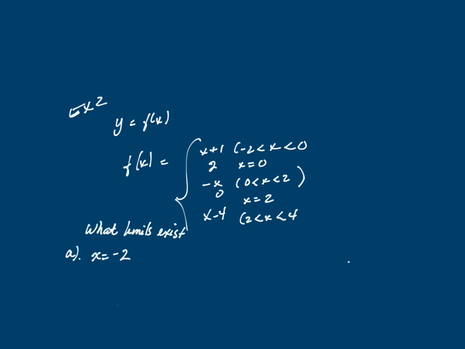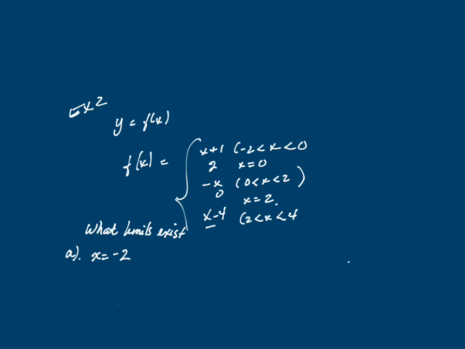Okay, so the next is a piecewise function, and it gives us all these scenarios. And it asks what limit exists. So if you look, you have x plus 1 as the function from -2 to 0. At 0, it's 2. Between 0 and 2, it's negative x. At 2, it's 0. And between 2 and 4, it's x minus 4. So you know how to read a piecewise function. So we want to know whether the limit exists at -2.